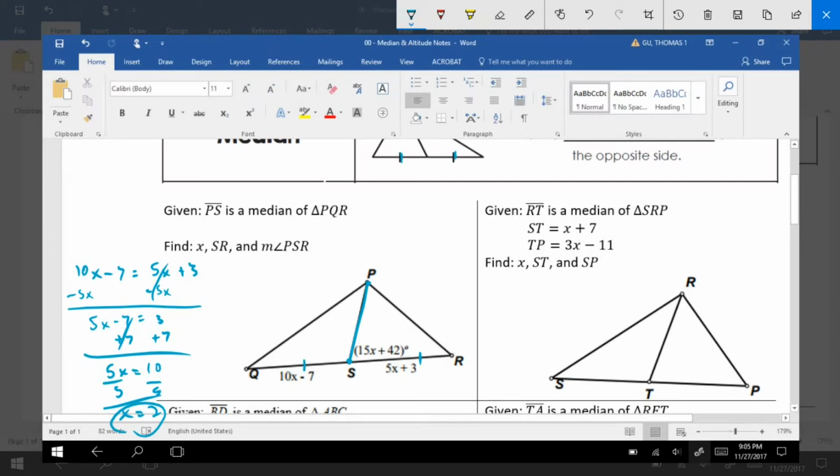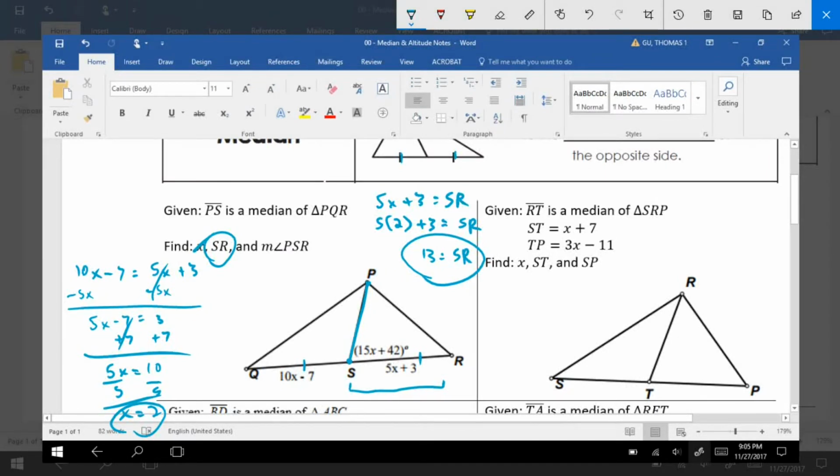Okay, now what am I going to do? I found x. Now I need to find SR. Where is SR? That's this length right here, and SR is 5x plus 3, so 5x plus 3 equals SR. Instead of writing x, I know what x is. x is 2, so I'm going to substitute it in. So 5 times 2 plus 3 equals SR. Do the math, that's 13 equals SR.